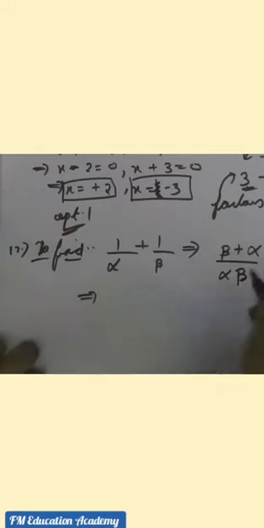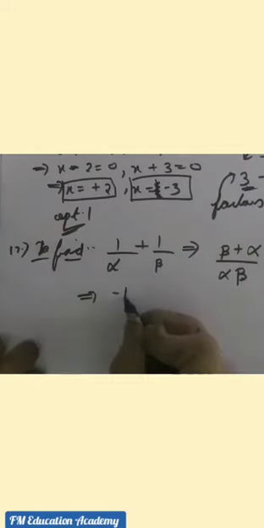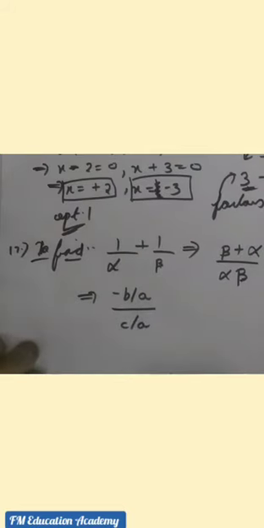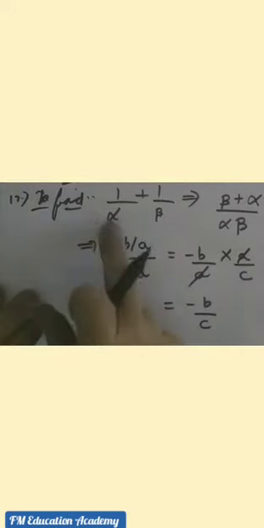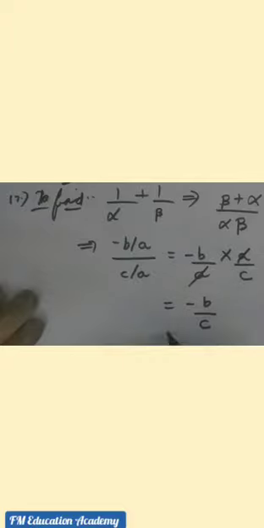So we have alpha plus beta is minus b by a, and alpha into beta is c by a. We already know this. So minus b by a whole divided by c by a, if it goes up it will come into a by c. So a will get cancelled. So what do we have? Minus b by c. So what is the value of 1 by alpha plus 1 by beta? We got minus b by c. In which option we have minus b by c? We have in option 3. So what is the answer of 17th question? Option 3, minus b by c.